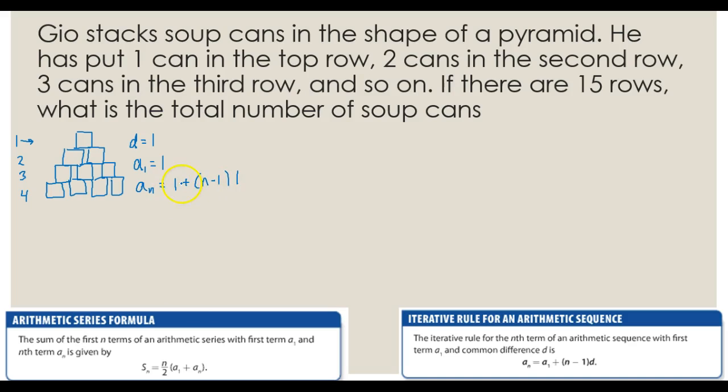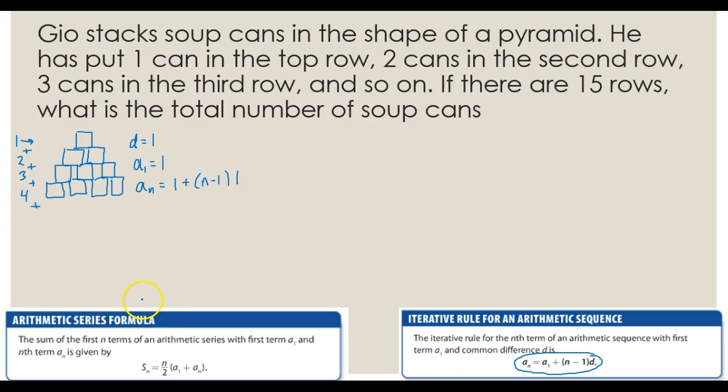Oh, and that's from the formula from the previous page, which we have down here. That's the iterative rule for a particular term. But that's not what's being asked of us here. We're not being asked what's the 15th row, which I think you can tell is 15 cans. But what we're being asked is what is the sum, or how many cans would be needed to make this tower of soup cans, as unwise as it may be.